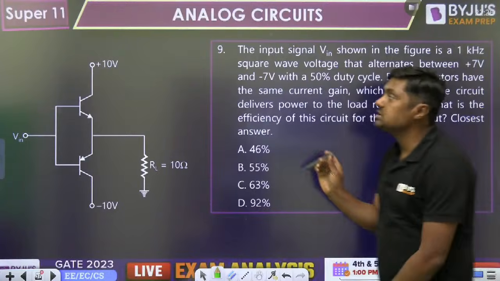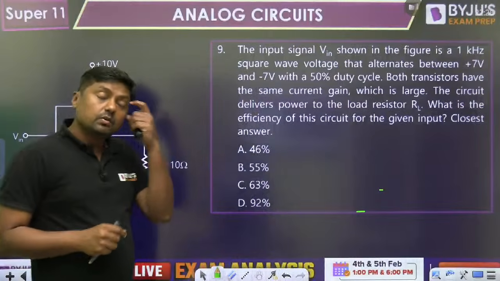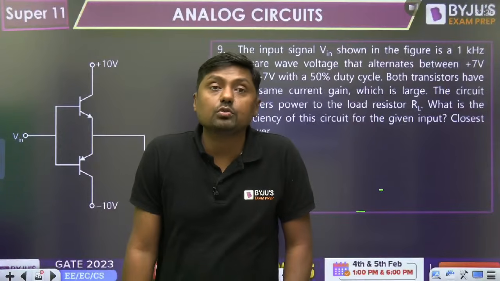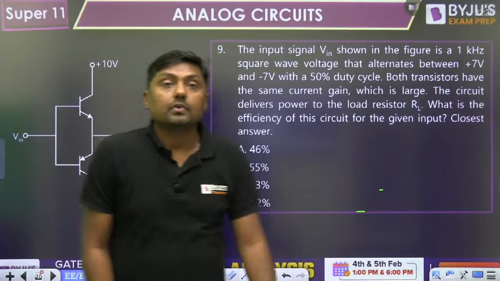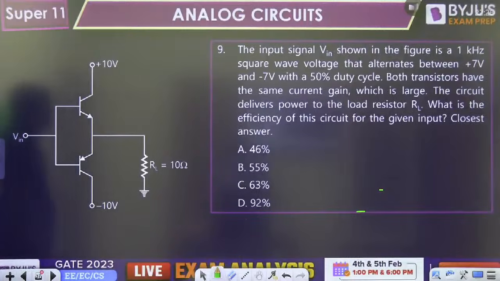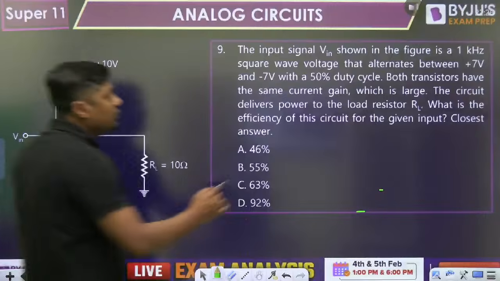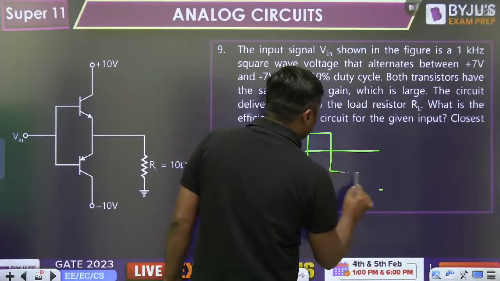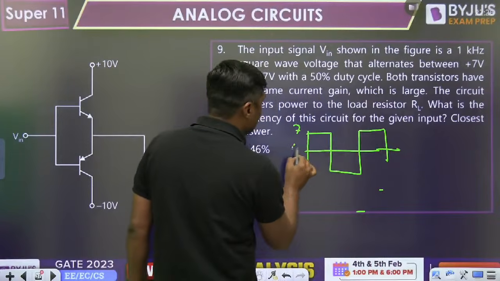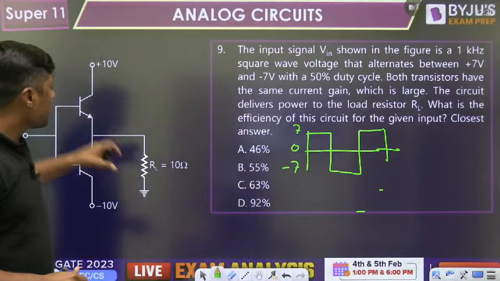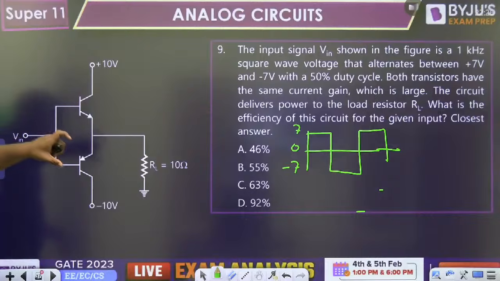Closest answer. What is the efficiency of this system? What is the efficiency? It means what is the DC power available at the output and what is the power actually delivered to the input. Now tell me how to solve this question. First of all, what is given as input? Square wave, 7, 0, minus 7. So what is the swing of the input? 14 volt. This is the input, 50% duty cycle, 7 volt. You have to find the efficiency.